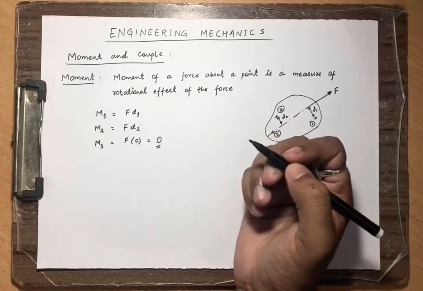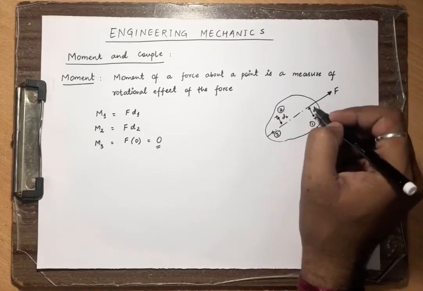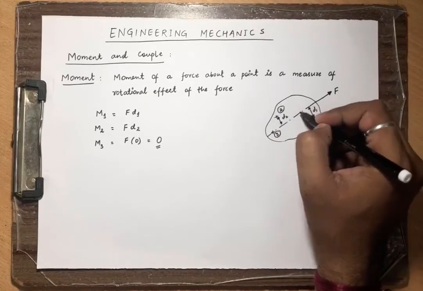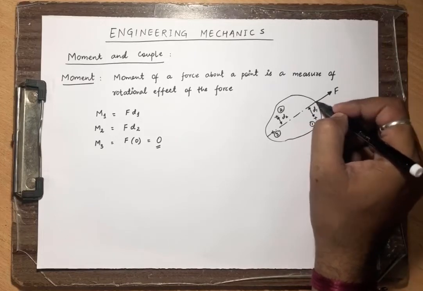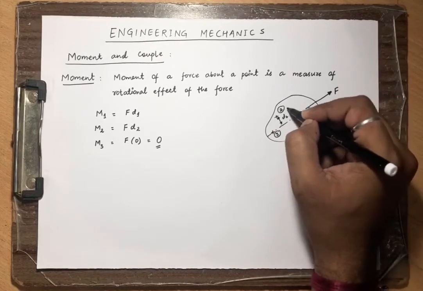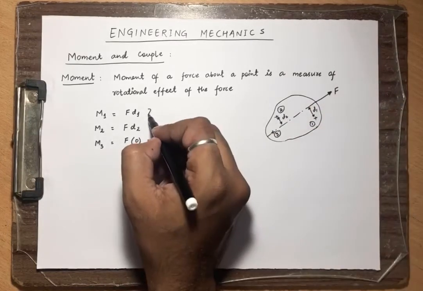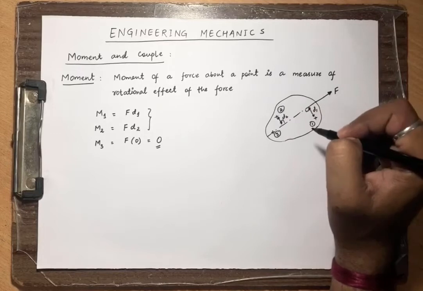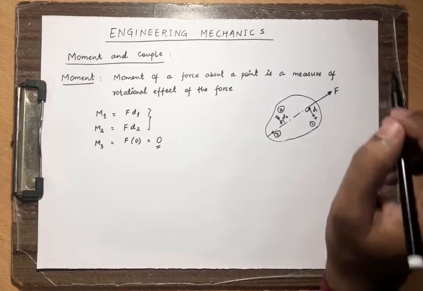So what does this mean? So we can have a rotational effect of any force about all the points, except the points which are lying on the line of action of this force. This force cannot rotate any point about this line. It can have, maybe it will be having more moment or less moment, but it will have some effect. So moment is nothing but force into distance, that is the perpendicular distance of that point from the line of action of force.